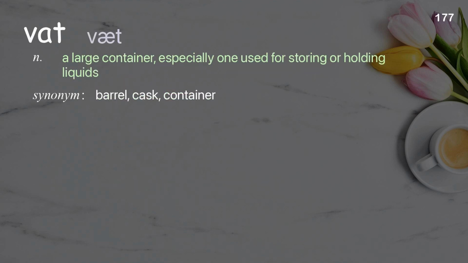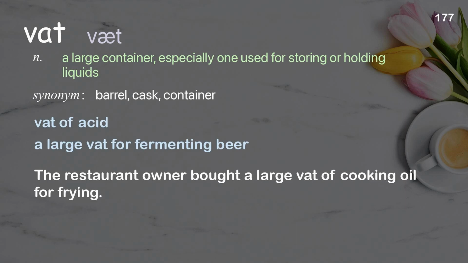Vat. A large container, especially one used for storing or holding liquids. Examples: Vat of acid. A large vat for fermenting beer. The restaurant owner bought a large vat of cooking oil for frying.